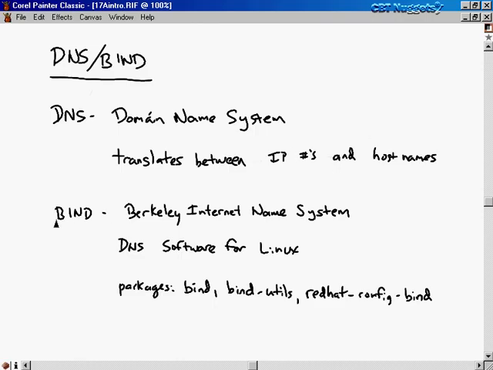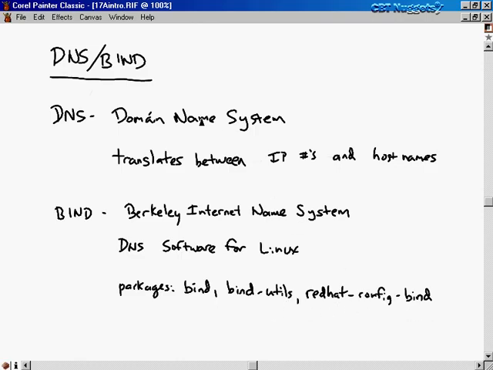Alright, so BIND is the Berkeley Internet Name Domain, and this is the standard DNS software for Linux and Unix computers. The packages that you need to run BIND: there's one package that's called bind, the most current version is 9.1. bind-utils and redhat-config-bind are other packages that you'll need.